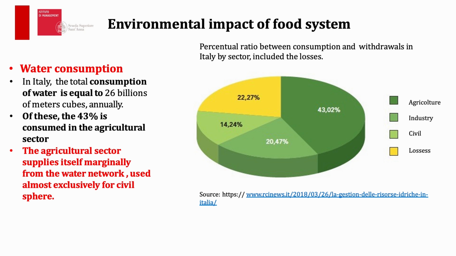Industrial agriculture also significantly impacts natural resources. In Italy, for example, total water consumption is 26 billion cubic meters per year, 43% of which is accounted by the agriculture sector, which only marginally relies on the water supply network.